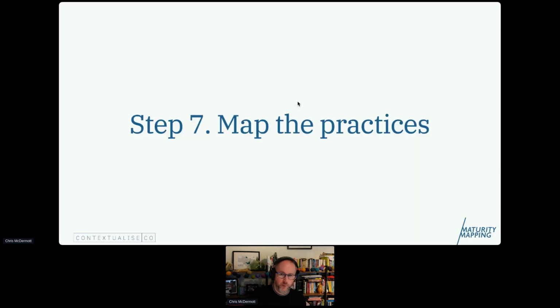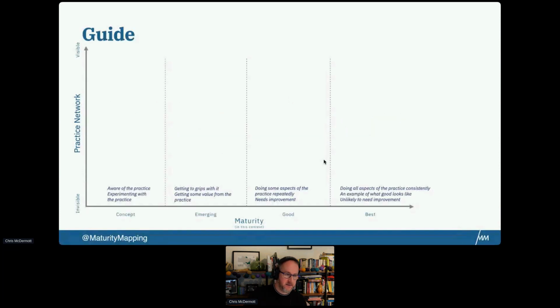And then this is where the map comes in. This is where we then map our practices. So this is a Wardley map. We use this for maturity mapping. As you can see, it has the same X and Y axis. The Y axis is around visibility. The X axis we kind of label here as maturity in this context as opposed to evolution. We can maybe talk a little about that later.